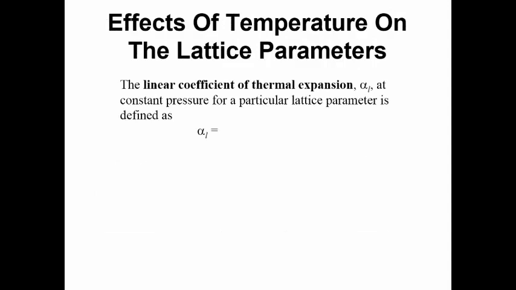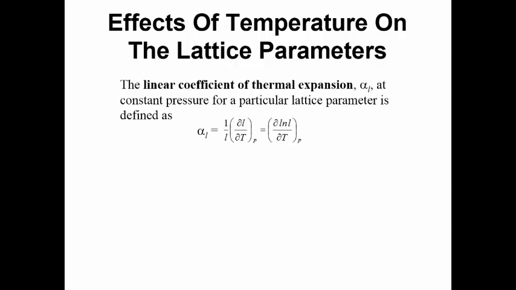So the first topic we're going to look at is the effect of temperature on lattice parameters. And from thermodynamics, you probably remember the linear coefficient of thermal expansion. And in that, we have a constant pressure. So we're looking at the change of length, and this is going to be a lattice constant or something related to it, with respect to temperature, at constant pressure. We have an intensive property for temperature and an extensive property for length.